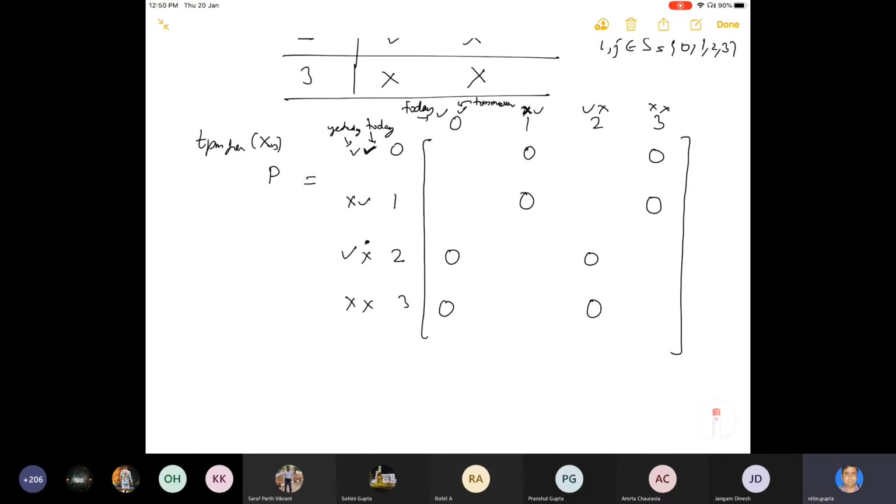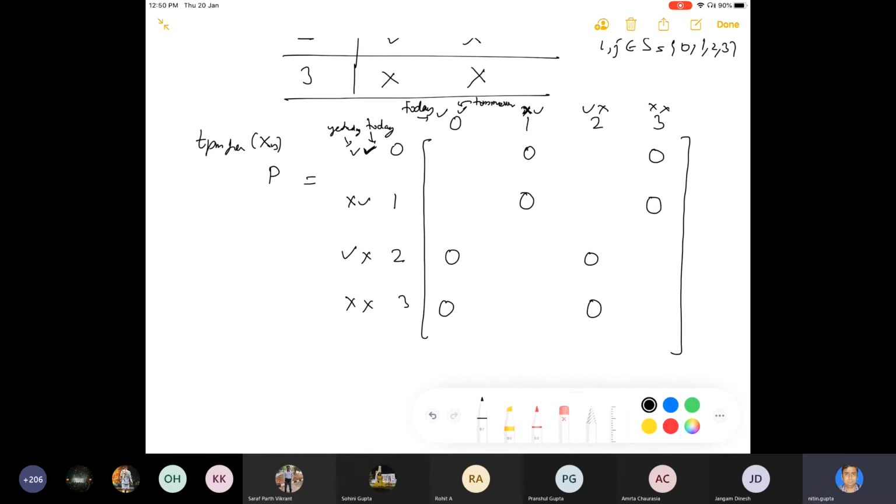Is it clear how this is coming to be 0? Yes, sir. Okay, now the other values. The other values are given in the question.